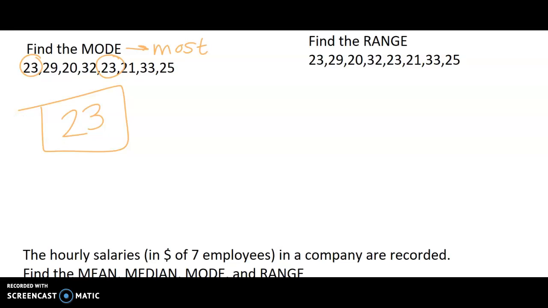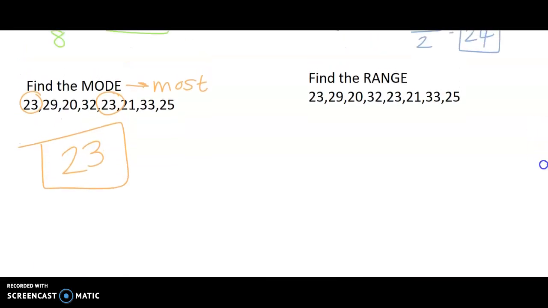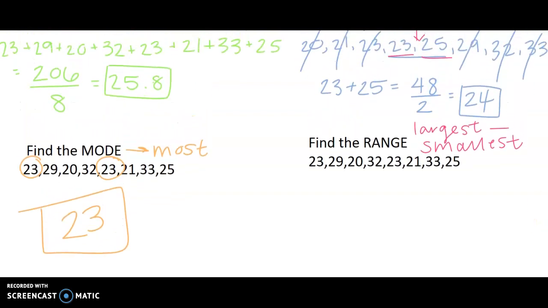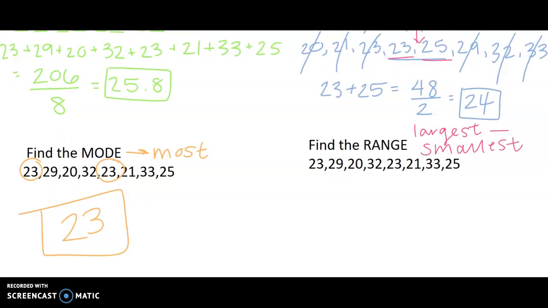And then let's go ahead and do our range. So our range is always the largest number minus the smallest number. Minus? I meant minus. We got you. Thank you. So the largest number minus the smallest number. What is our biggest number? I wrote it up here. Our biggest number is going to be 33. And our smallest number is 20. So let's subtract them.